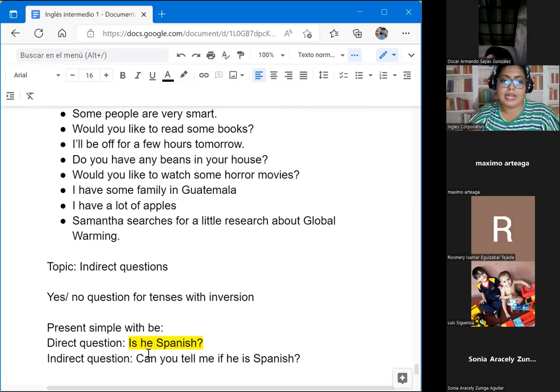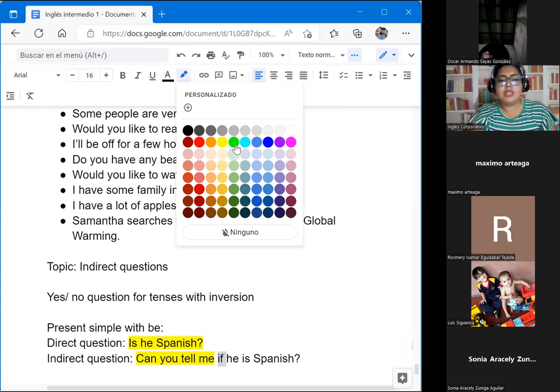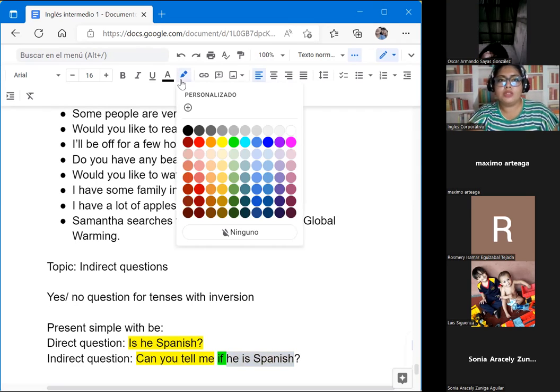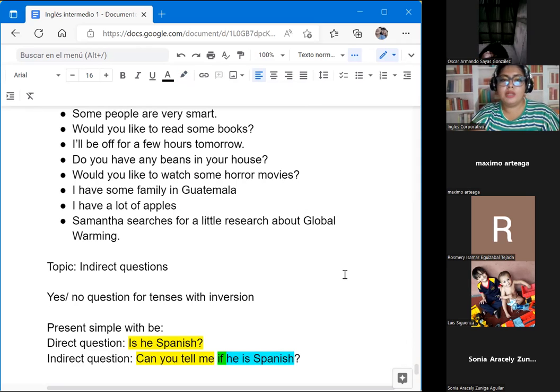Cuando la cambiamos, le agregamos, can you tell me? Podrías decirme, que es la parte que lo va a hacer más formal y más respetuoso. Y aquí es donde decíamos, agregamos if a nuestra oración. Can you tell me if? Y luego tenemos esta parte que es como que estuviéramos escribiendo una oración en positivo. Can you tell me if he is Spanish? Podrías decirme si él es español. So in that case, we have this inversion, but I'm going to write some other examples in the document later.